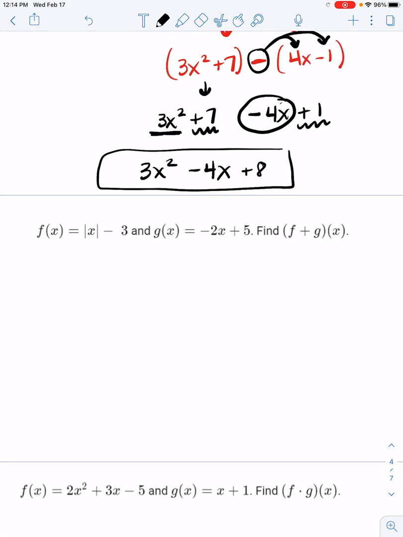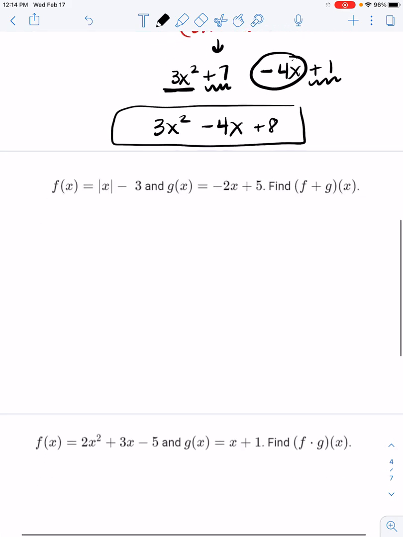Okay, this next one has a full set of directions here. It says let f of x equal, sorry, not square root of x, the absolute value of x minus 3. And then our other function g of x is negative 2x plus 5. It says we're going to add our functions together.